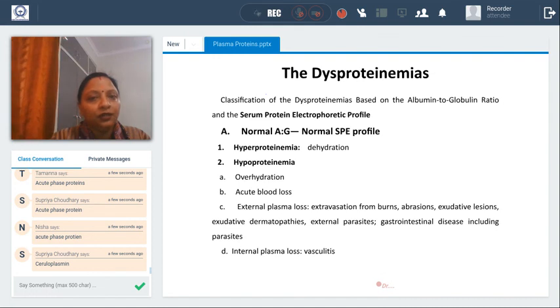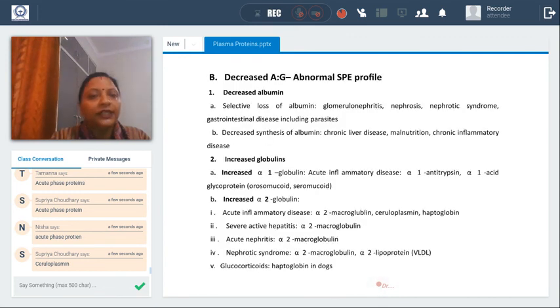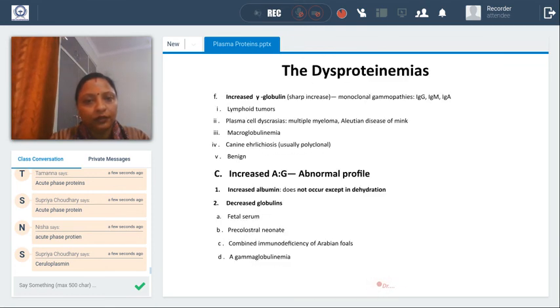What is dysproteinemia? It is an abnormal AG ratio or abnormal serum protein electrophoretic profile. The AG ratio is decreased when albumin is decreased and globulins are increased, alpha 1, alpha 2, beta and gamma, all will be increased. In the case of an increased AG ratio, albumin is increased and globulins are decreased. Here you can see.